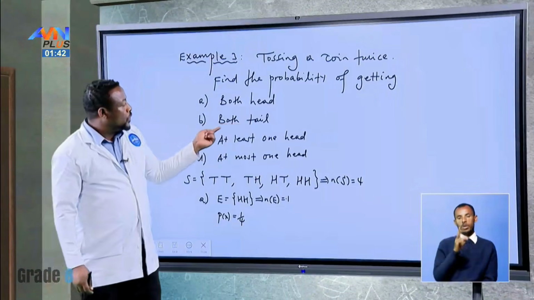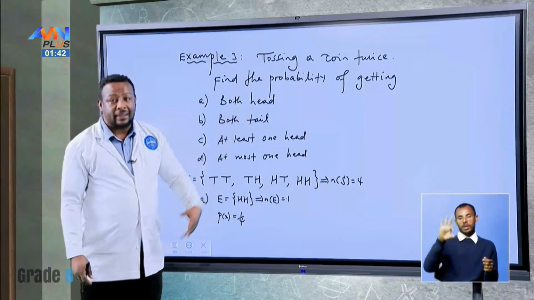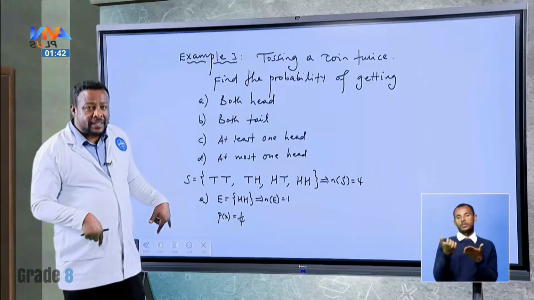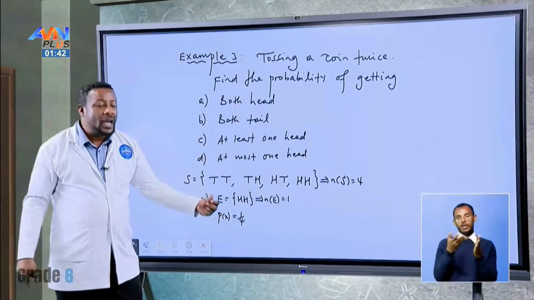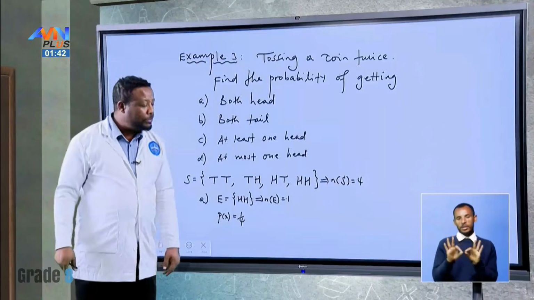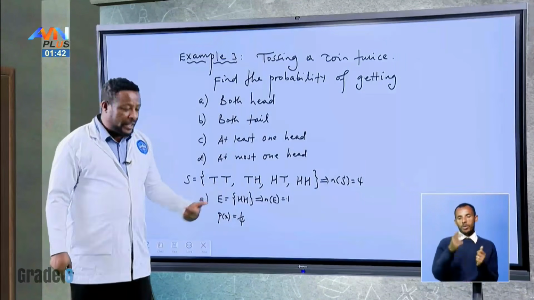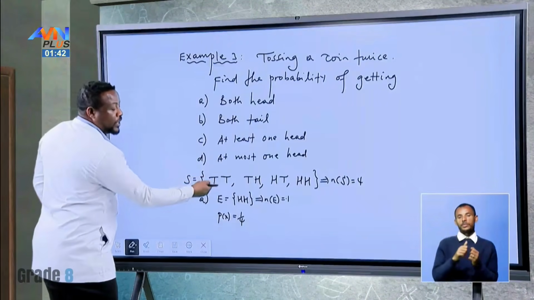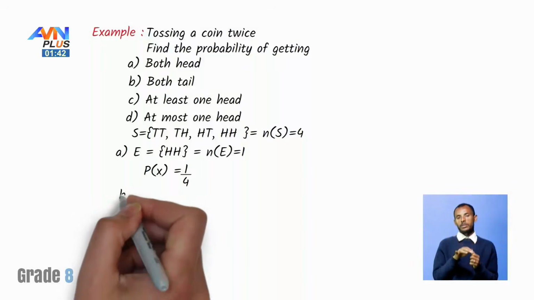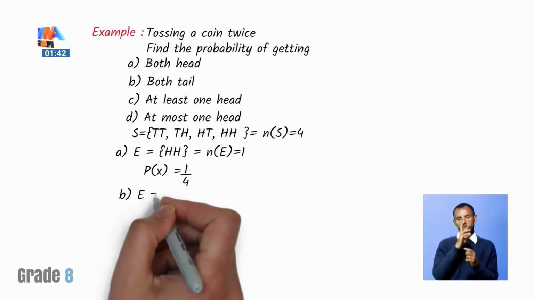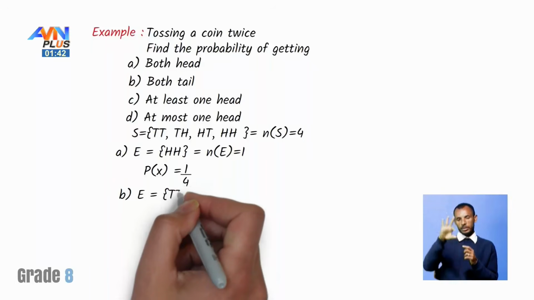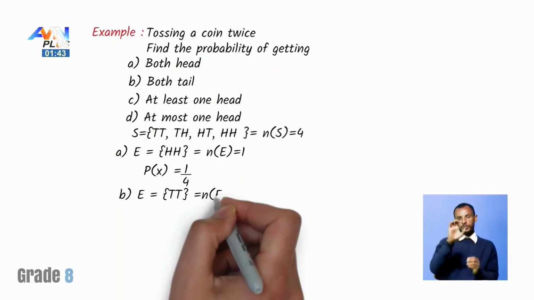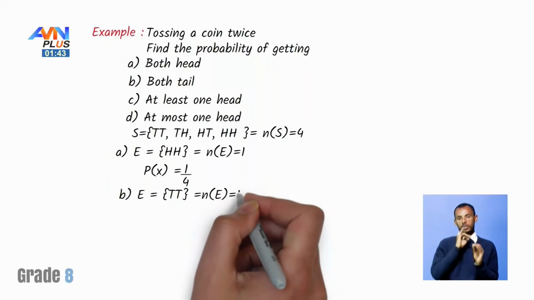Similarly, we go to the probability of getting both tails. Again, we observe the elements of the sample space. How many double tails do we have in this sample space? We have only TT. So the event of getting both tails is only this situation. So in B, the event contains a single case TT, and the cardinal number of E becomes 1.